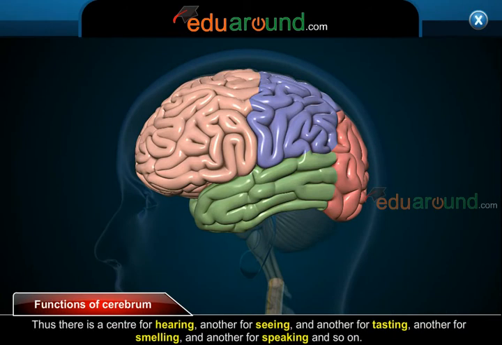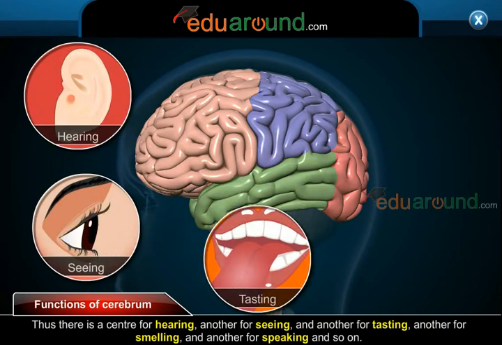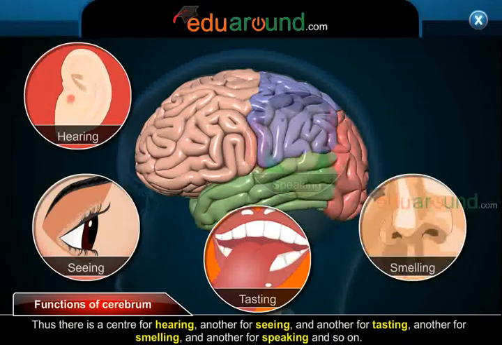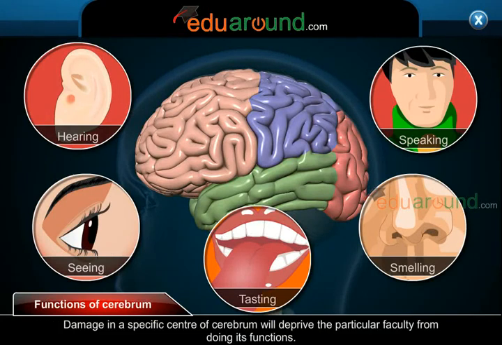Thus, there is a center for hearing, another for seeing, another for tasting, another for smelling, another for speaking, and so on. Damage in a specific center of cerebrum will deprive the particular faculty from doing its functions.